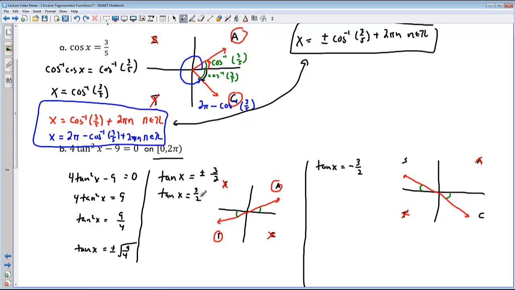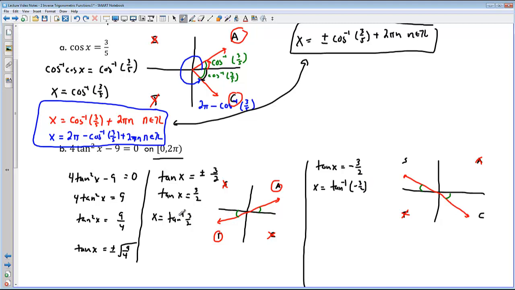And because this is not in your unit circle or your reference table, what do you do? Well, all you do is take the tan inverse of both sides. So we tan inverse the left. It undoes the tan and leaves us with an x. And on our right, we get tan inverse of 3/2. Same thing over here. Tan inverse both sides, and we get x equal to tan inverse of negative 3/2.